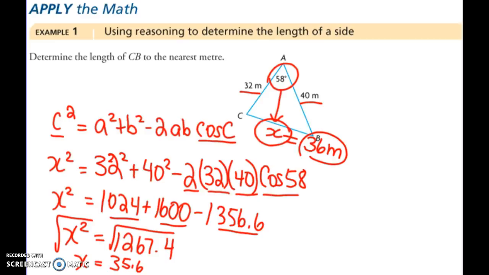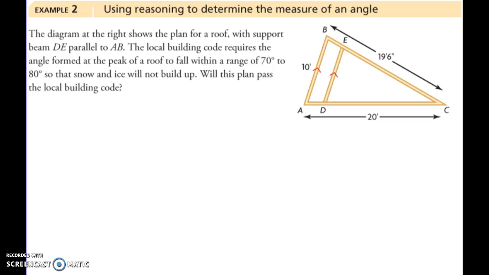Okay, we'll cruise to the next page, page 133. It's our example 2. And this one's talking about building codes for roof peaks. So in the building code, it has to be between 70 and 80 degrees so the snow can fall off. So they're asking if this angle fits the building code. So it has to be somewhere between 70 and 80 degrees.